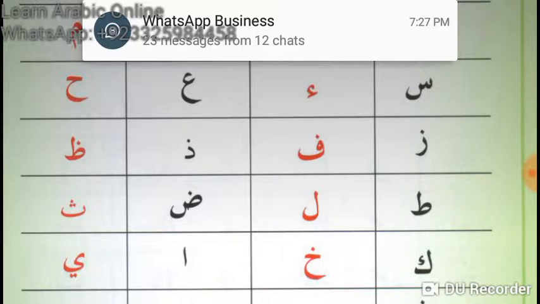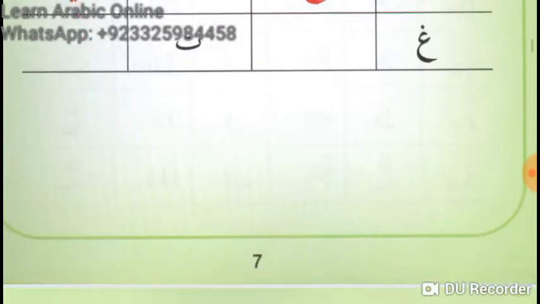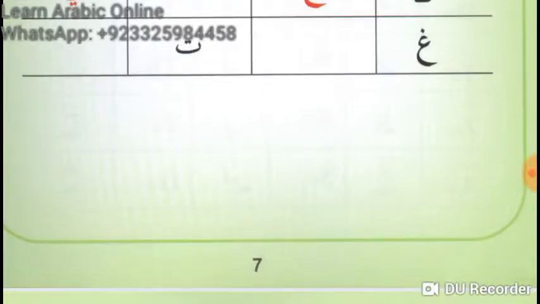Za, kaf, kaf, kha, kha, alif, ya, ya, ain, ghain, ghain. Ra, ta. Ta, good.